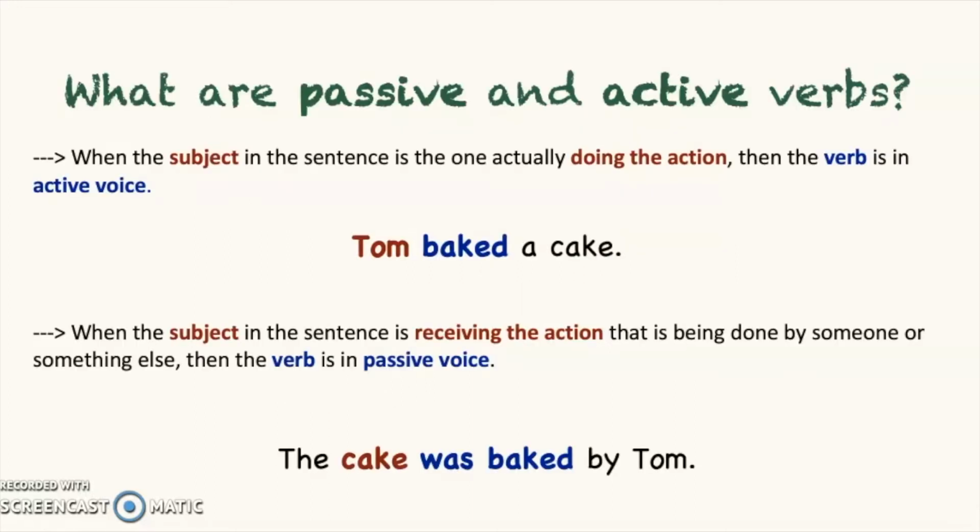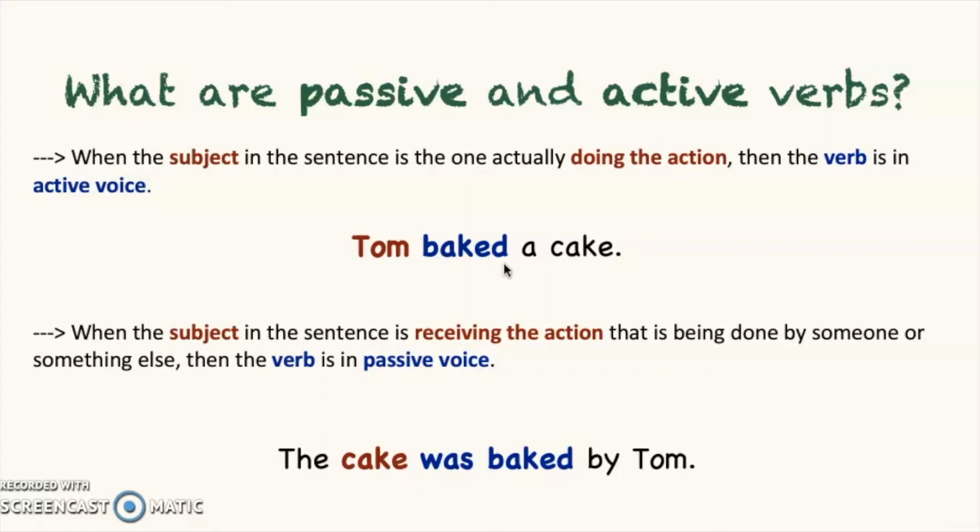So what are passive verbs? Well, passive verbs are different from active verbs. When the subject in the sentence is the one actually doing the action, then the verb is in active voice. So, for example, Tom baked a cake. Tom is the subject, and Tom is the one who did the verb. He baked the cake. So this is an active verb. It's in the active voice.